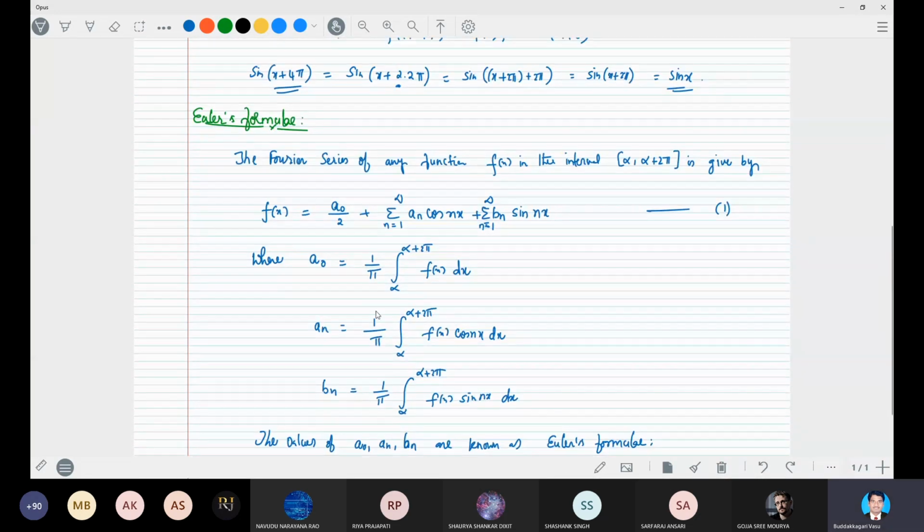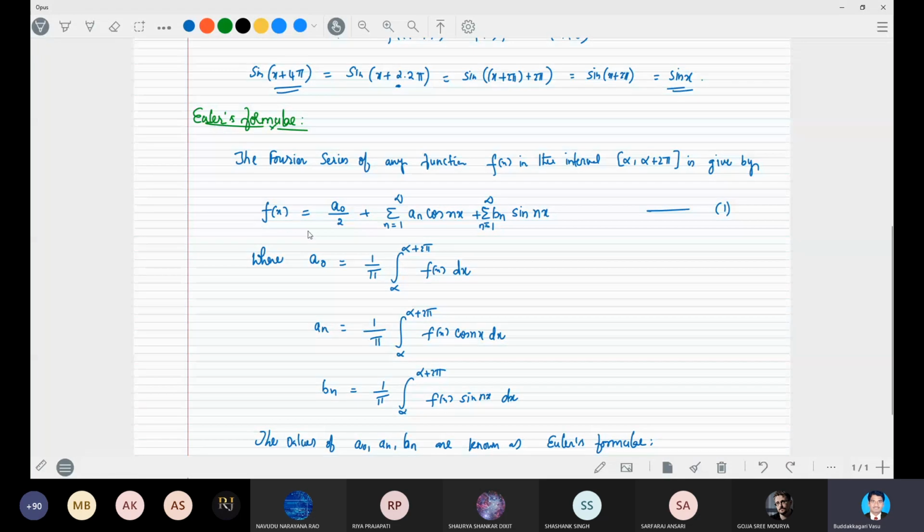Now I hope it is very clear why we have taken a naught by 2. It is a constant which has been shown as a naught by 2. Otherwise, if you take it as a naught, here it would come as 2 by pi: a naught equals 2 by pi integral from alpha to alpha plus 2 pi of f(x) dx. This is called the Fourier series of the function f(x).